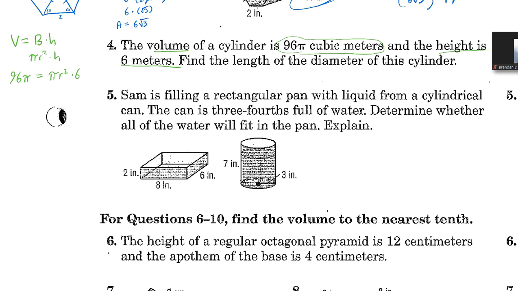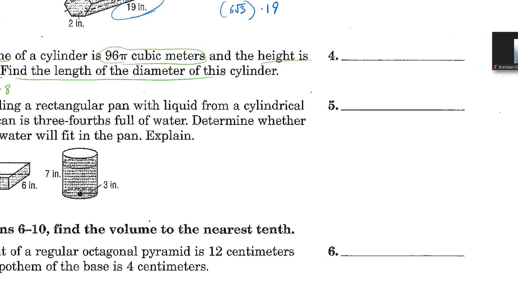Well, now we just need to find the diameter. So let's start by finding the radius. We're going to divide both sides by 6 pi. We end up getting, what, 16, I think? Yep, 16 equals r squared. So r is plus or minus 4, but we only take the positive number because it's a radius. And so if the radius is 4, and we need to find the length of the diameter, the diameter is 2 of those, or 8. And it was in meters, so diameter equals 8 meters.